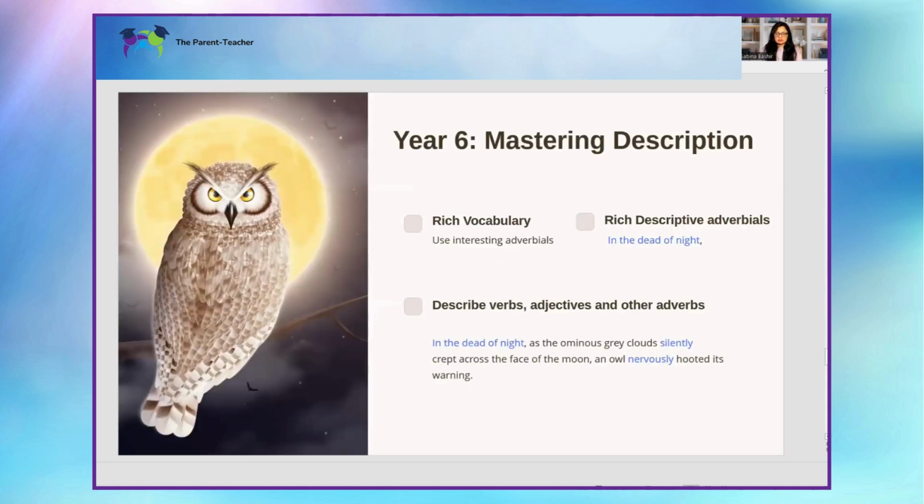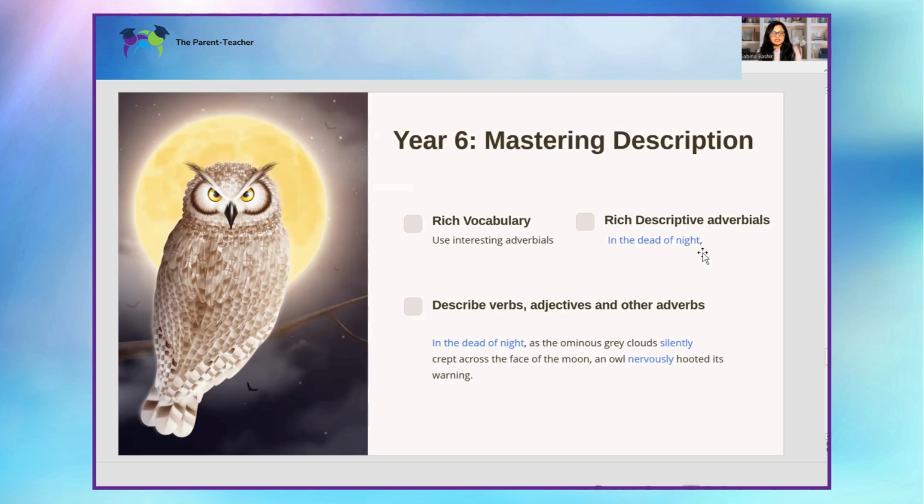So putting this all together, children will do writing exercises in their year 6 work, and that will also be assessed. So they need to show that they can use fronted adverbials, time adverbials, and place adverbials well, and use really, really good descriptive adverbials too. So they need to be able to use interesting adverbials like in the dead of night. Now you can see from this that it starts with a capital letter, so it's at the beginning of a sentence, so it's a fronted adverbial.